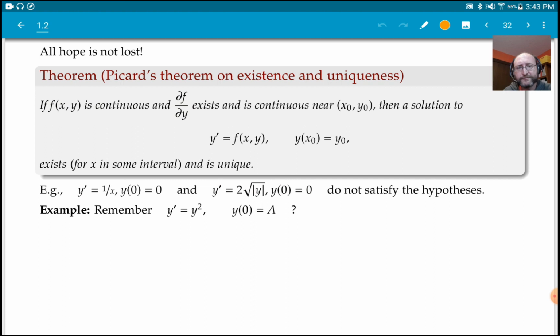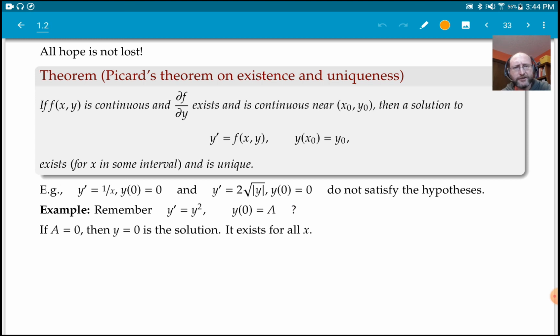But those hypotheses are fairly easy to check. So, for example, let's do an example that we did before: y prime is y squared. Now, y squared is a continuous function, and the y derivative is 2y, which is nice and continuous near any point. So we can apply this initial condition, really any initial condition, and we can solve. We're going to have a solution.